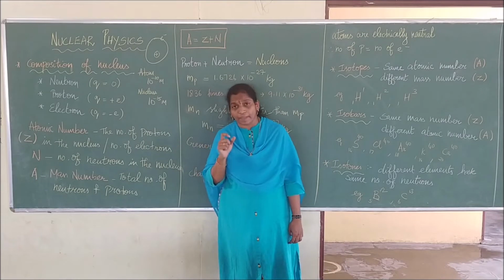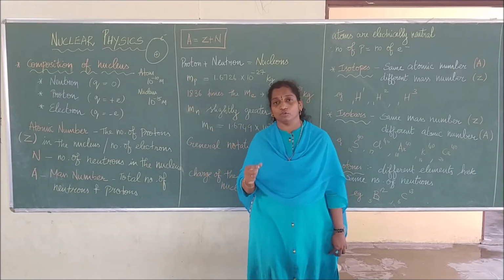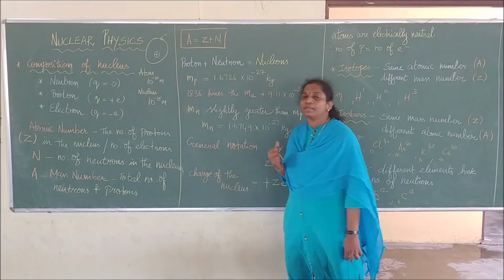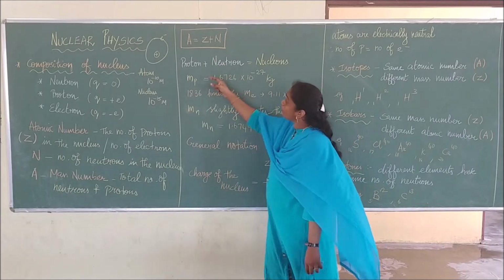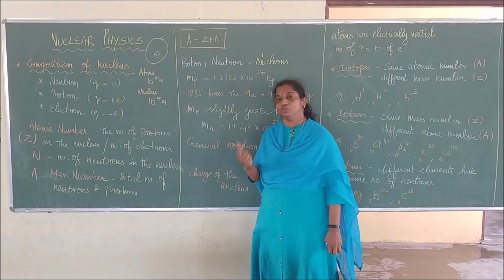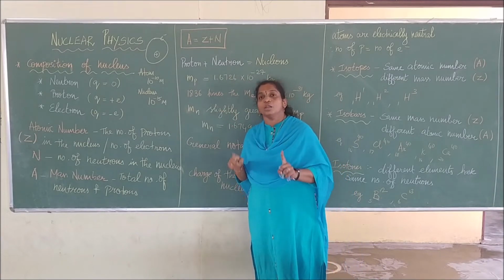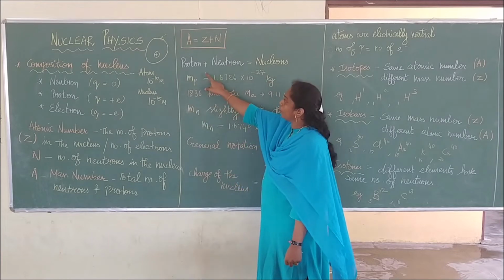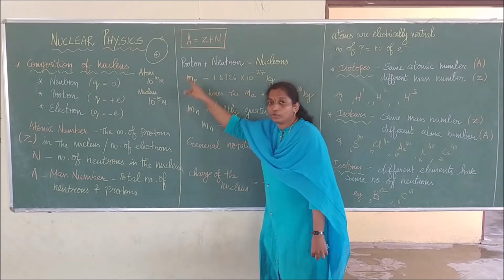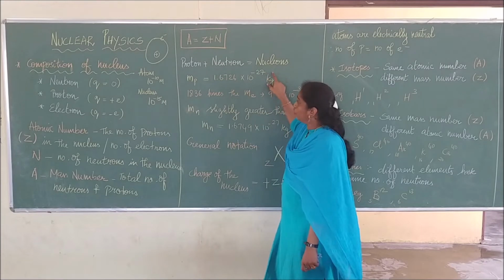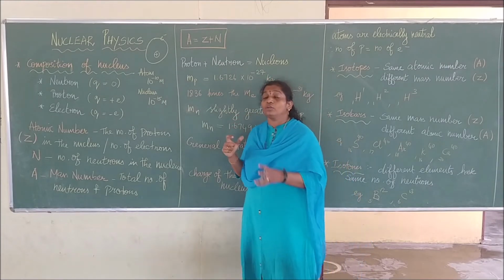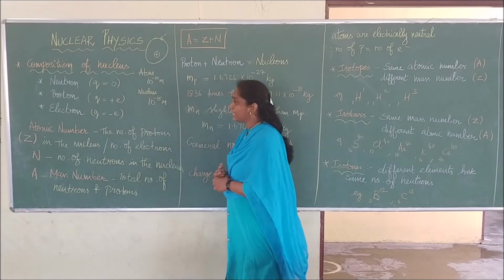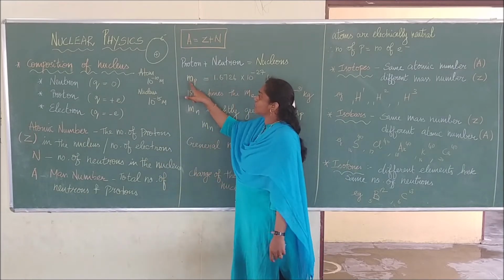Now, apart from the names proton, electron and neutron, we are going to learn a new name called nucleon. What is a nucleon? The combination of one proton and one neutron is called a nucleon. One proton and one neutron joined together are called a nucleon. Right? Now we are going to talk about the masses of each particle. What does MP stand for? MP stands for the mass of a proton.